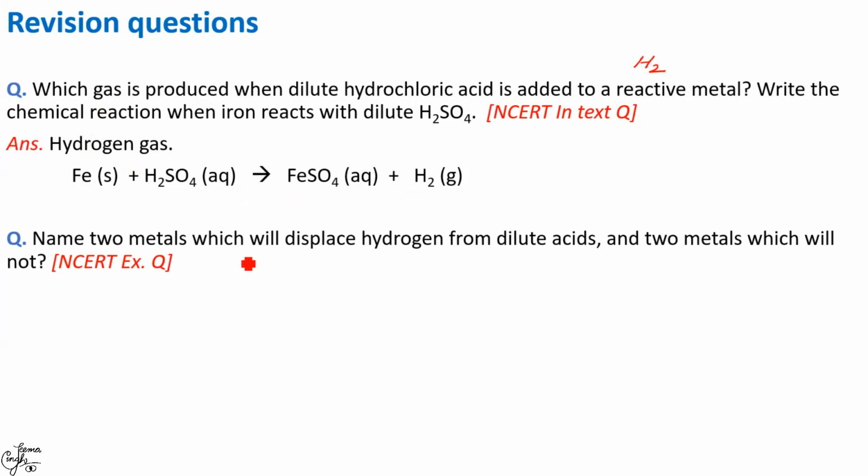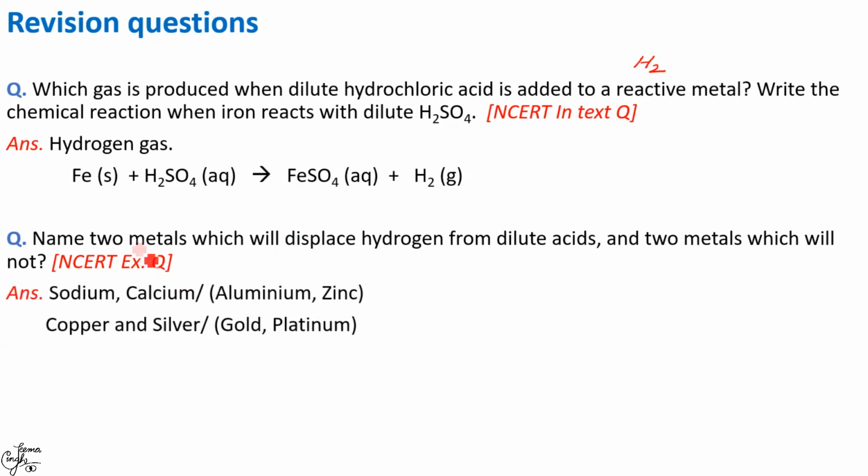The next question says, name two metals which will displace hydrogen from dilute acids and two metals which will not. So any two metals which are above hydrogen in the reactivity series, you can put their names in those metals which will displace hydrogen. It could be sodium, calcium, or aluminium, zinc. And any two metals which are placed below hydrogen, for example, copper and silver or gold and platinum, you can write it as metals which will not displace hydrogen from dilute acids. Moving to the next question.